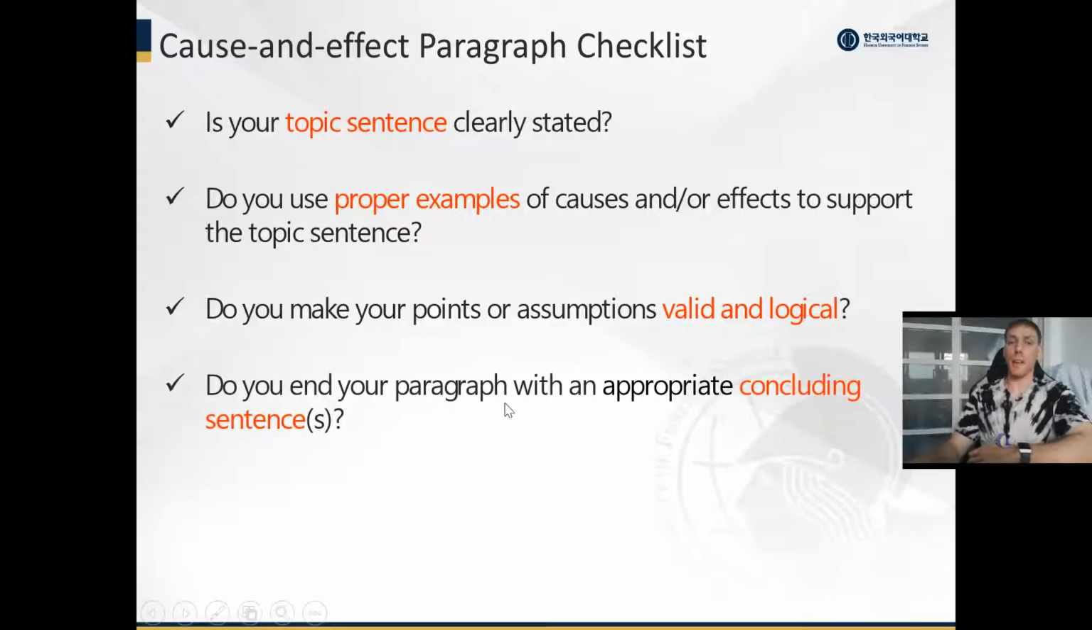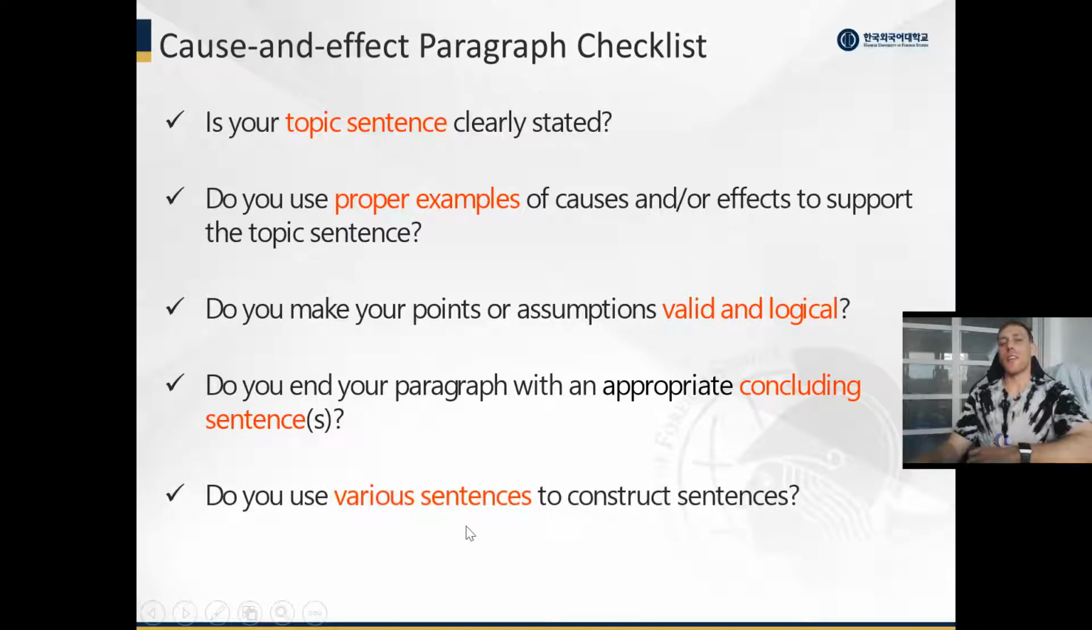Do you end your paragraph with an appropriate concluding sentence? At the end, you need to conclude, and usually it's just one sentence. In this textbook, it's short writing. It's just one sentence: walking fast is good for your health. Bam. Finished. Like that. So that's how we know.